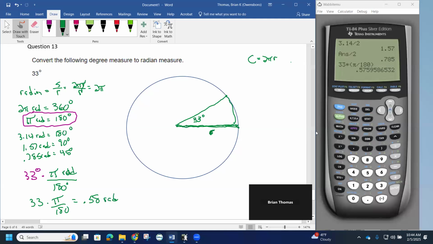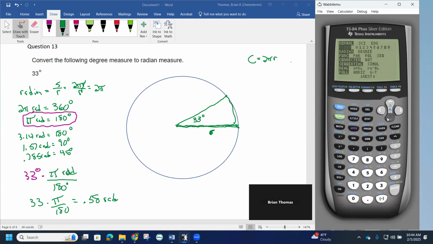Also, if you want a quick way of doing this, change the mode on your calculator to radians. If I come down here and make sure this is highlighted, if degrees is highlighted, then come over and click enter and highlight the radians. Make sure it's the dark one, not the light one. If I quit that mode, I could now type 33 degrees into my calculator. And if I hit enter, since my mode is in radians, it should turn it into radians. So your calculator can actually do the conversion of degrees to radians as well.